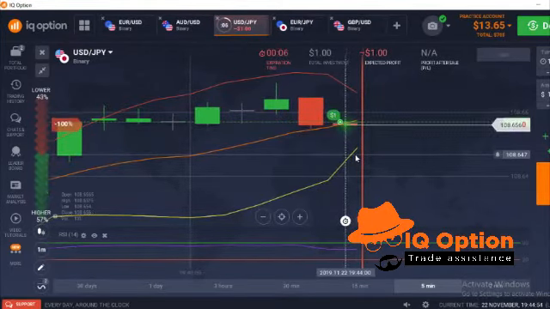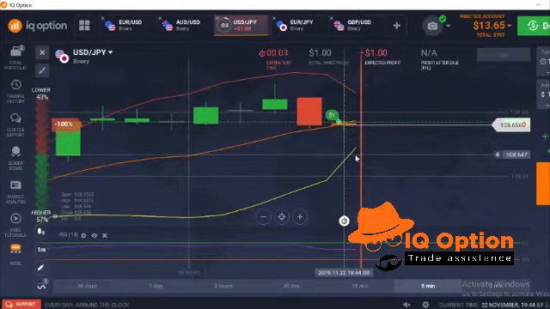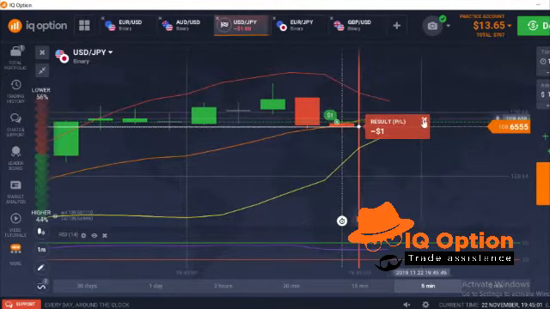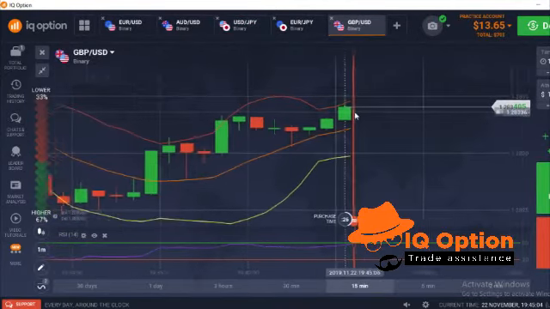So we might lose this trade, so we will have to use $1.65 in the next trade to recover this loss and earn a small profit. Yes, we lost this trade, so let's look for a good trade.